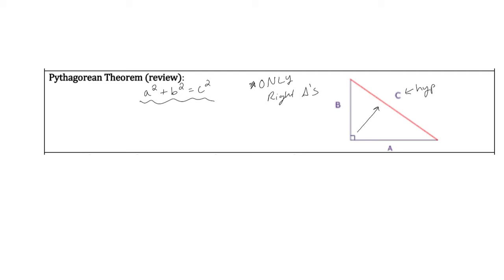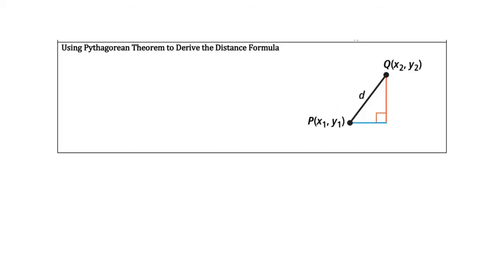The reason we're doing the Pythagorean theorem as a review is because we can actually derive our distance formula from it, and then we'll figure out how we got our distance formula. So we're going to use the Pythagorean theorem to derive our distance formula. We're going to label our hypotenuse as D instead of C.